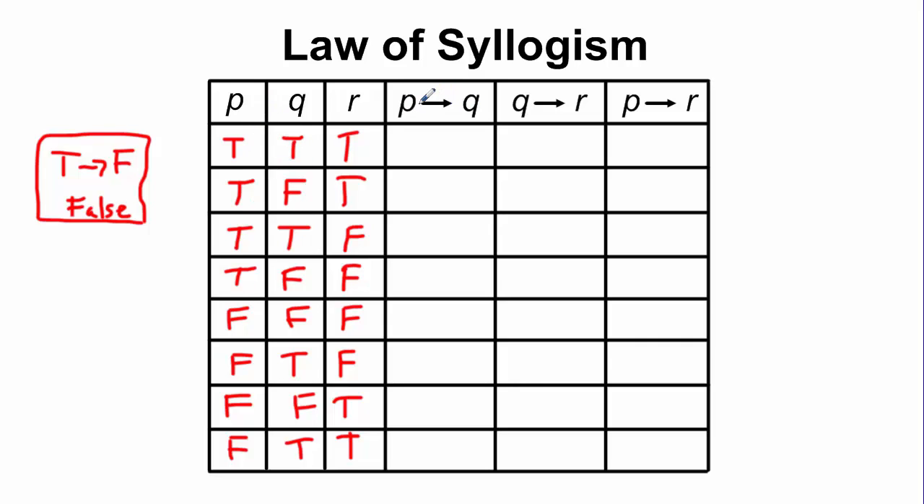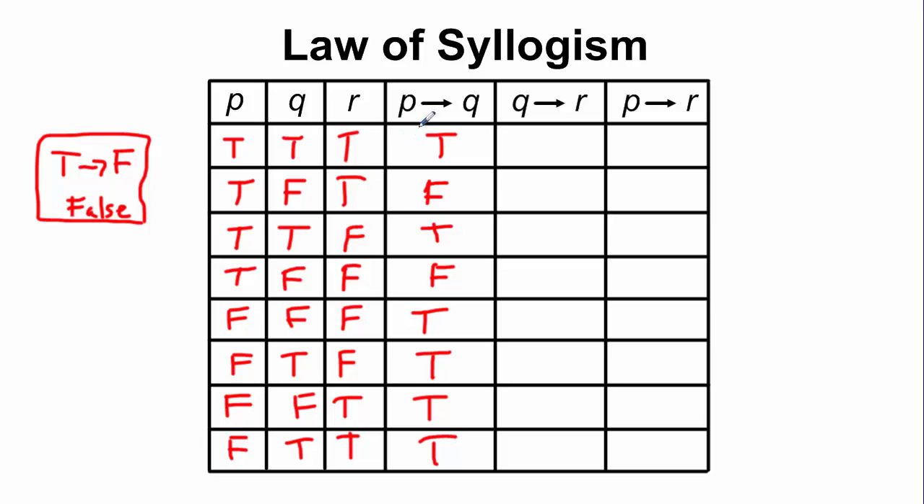Looking at the conditional P and Q for this row, true and true gives a true conditional statement. True and false gives a false conditional statement. True and true is also true. Here I have true and false, so the conditional would be false. False with false is true. False and true is also true. False with false is true. And false and true is also true.